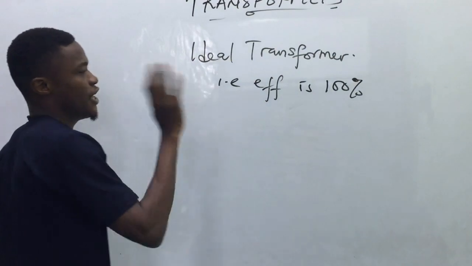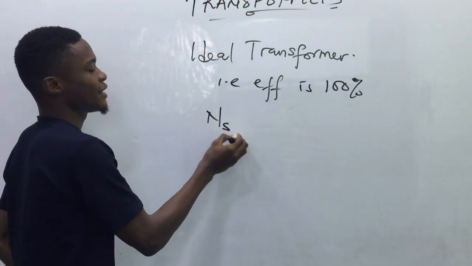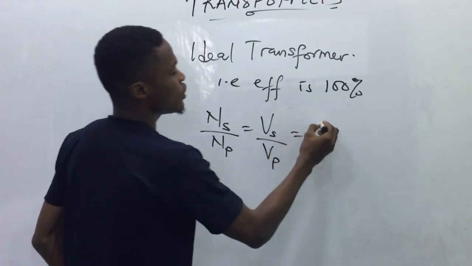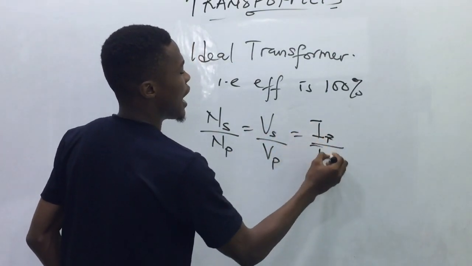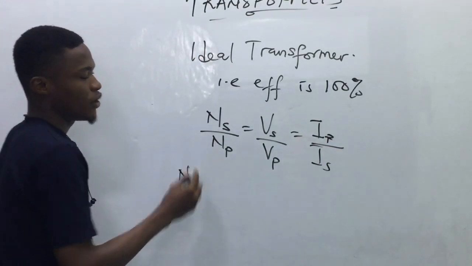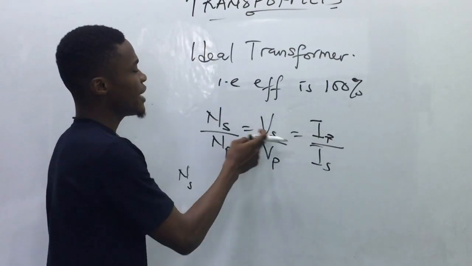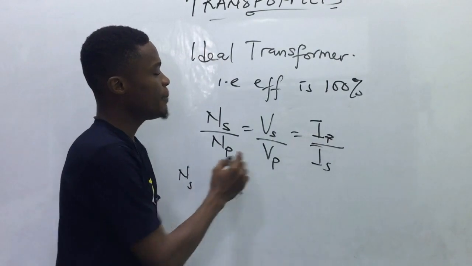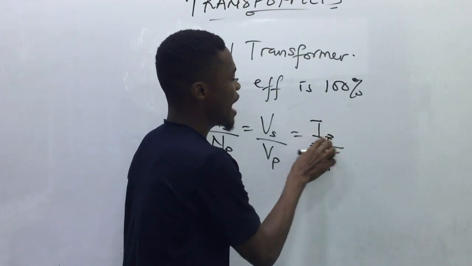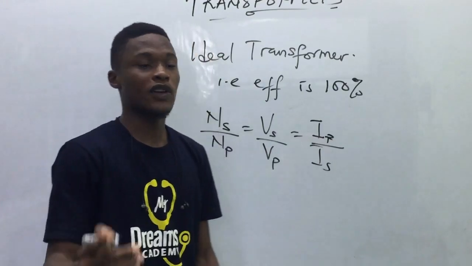So what happens? If we assume that that transformer is an ideal transformer, then we can say this equation: NS over NP is equal to VS over VP is equal to IP over IS. What does that mean? NS simply means the number of turns in the secondary. NP means the number of turns in the primary. VS means the voltage in the secondary, and VP means the voltage in the primary. IP here means the current in the primary, and IS means current in the secondary. That is the transformer equation.